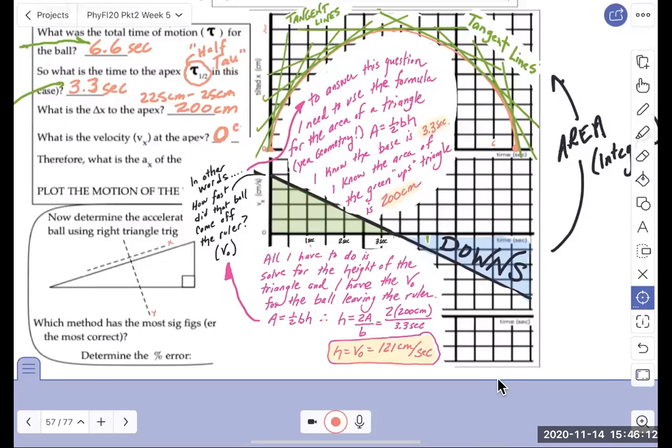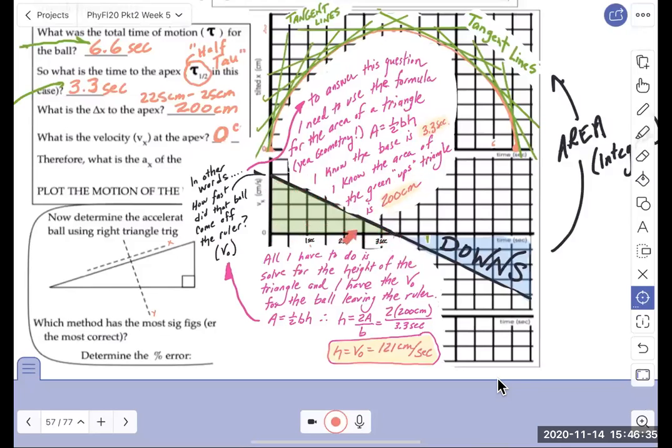So I don't know, some people like one or the other. I know the base on my green right triangle. I already know the base is 3.3 seconds, because that's symmetry, and I already had it figured out. So I know the area of the green triangle is 200 centimeters.